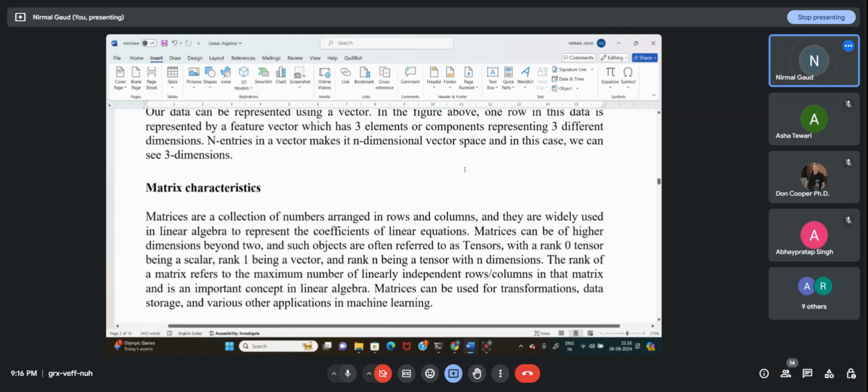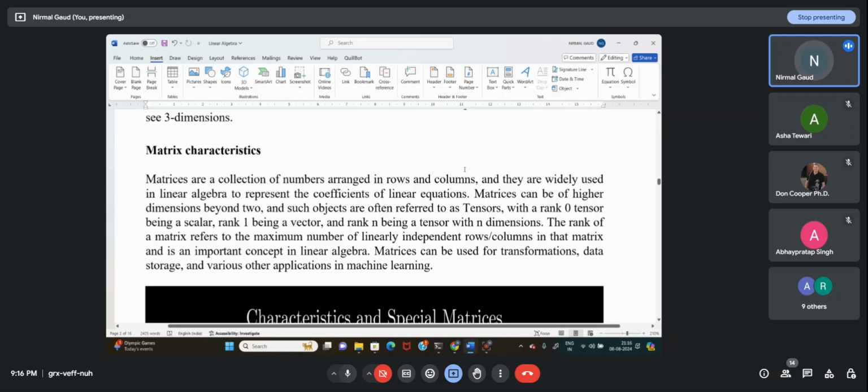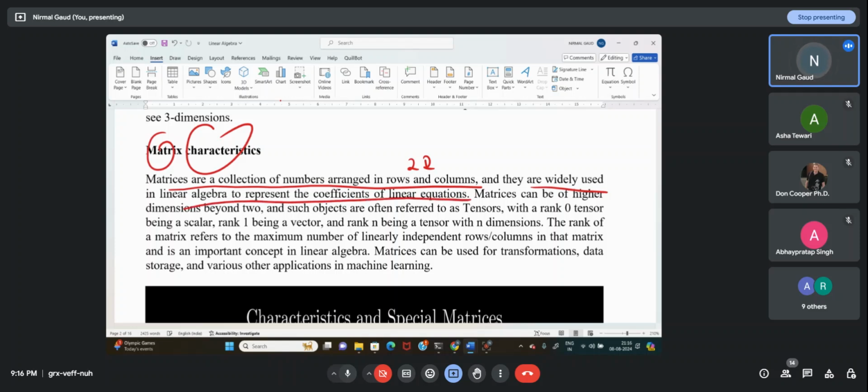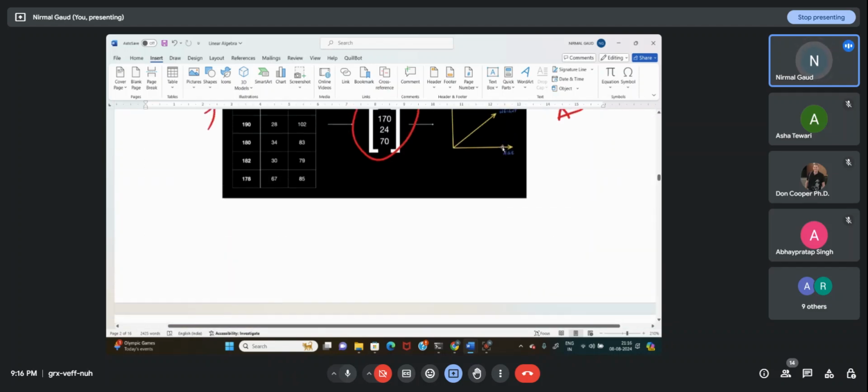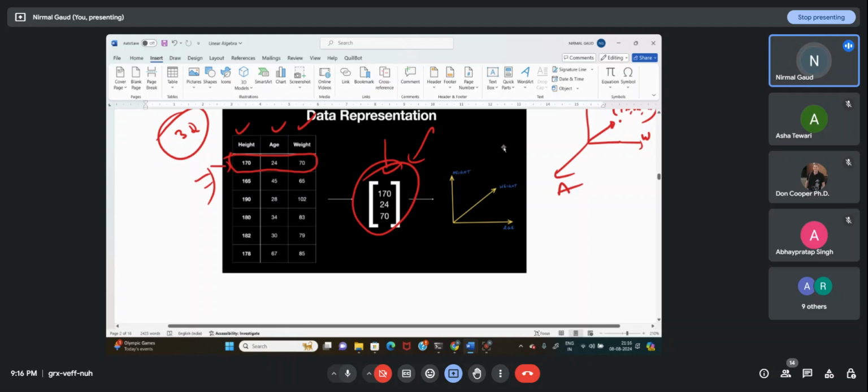Fine. Now let's talk about matrices and their characteristics. Matrices are a collection of numbers arranged in row and column format, 2D. They are widely used in linear algebra to represent the coefficients of linear equations. So you will have many linear equations, and with this data also, I can make linear equations. For example, I have row number 1: 170, 24, 70. So I can write like this.